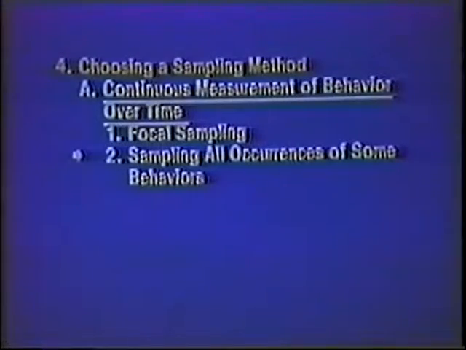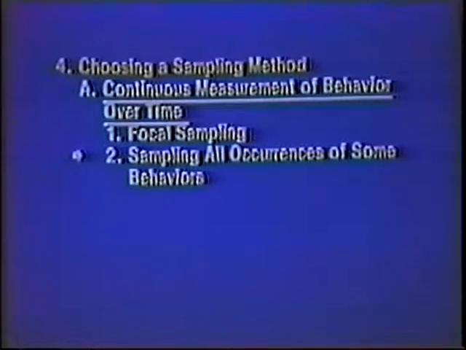A second method of sampling behavior is called sampling all occurrences of some behaviors and is very similar to the focal animal sampling method you just went through. Sampling all occurrences of some behaviors provides a complete record of a selected portion of the animal's repertoire. It is best used for conspicuous behaviors, for groups that are highly visible, and in some cases, the individuals must be known.